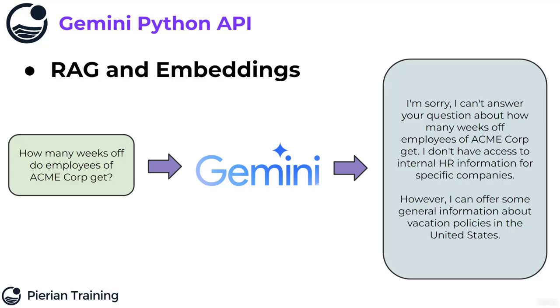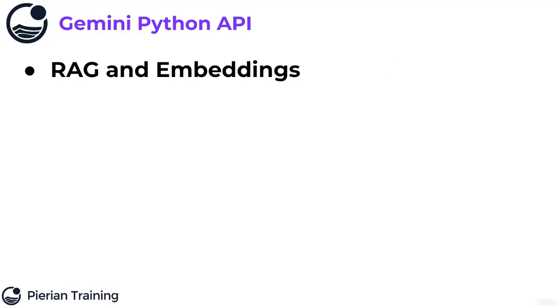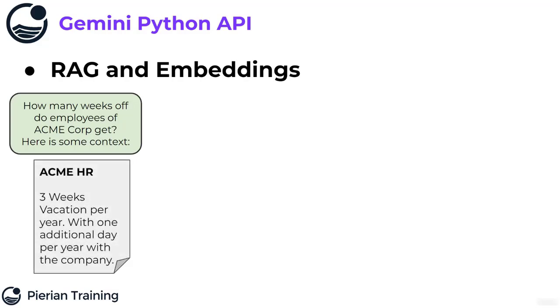How can I actually improve on this by augmenting what I'm actually providing to Gemini? Well, the whole idea behind augmented generation is that not only do you have your original query, like how many weeks off do employees of Acme Corps get, I'm also going to provide some additional context. I'm going to augment my actual query here with whatever content is relevant. So in this case, it'd be great if I could just pull the documents from the HR department at Acme that happen to relate to weeks off during the year or vacation policy.